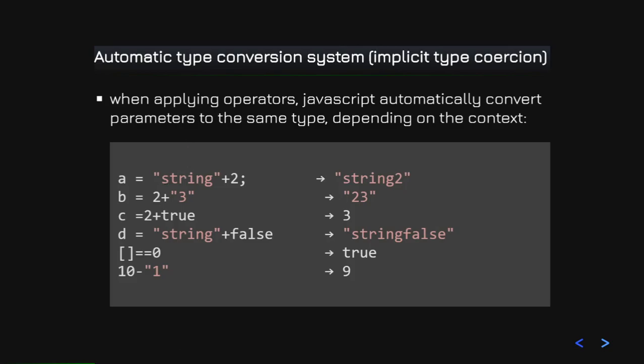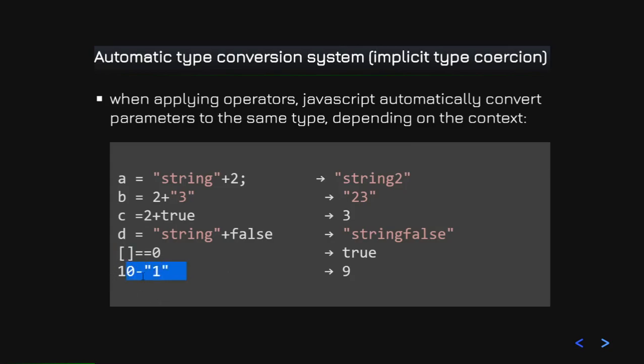And when applying operators, JavaScript automatically, what does this mean? When applying operators, JavaScript automatically can convert parameters to the same type in order to apply that operator, depending on the context. So you see here, this 2 is converted to string and concatenated to string. Then this one, this 2 is automatically converted to a string and concatenated to 3. This true is automatically converted to the integer value 1 and added to 2, so the result is 3. Here we have false converted to a string and concatenated to string. This one evaluates to true because this empty array is automatically converted to 0 in a numerical context.